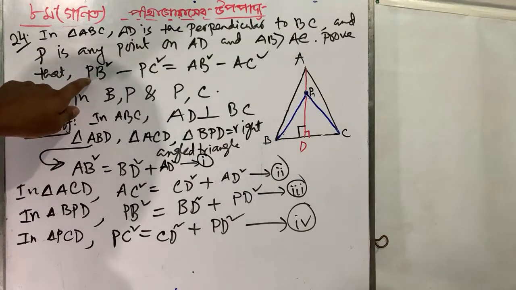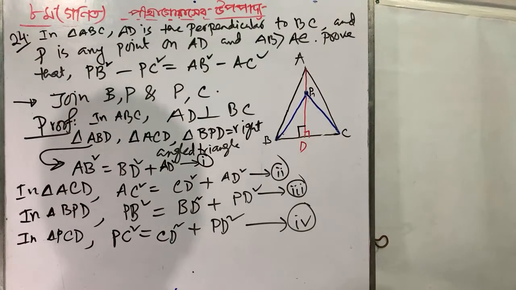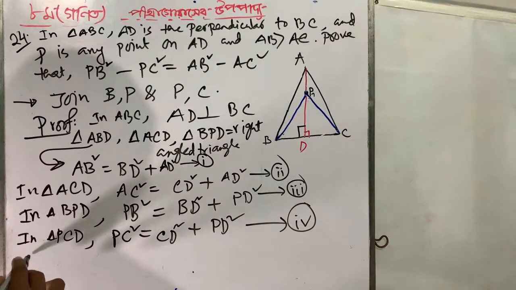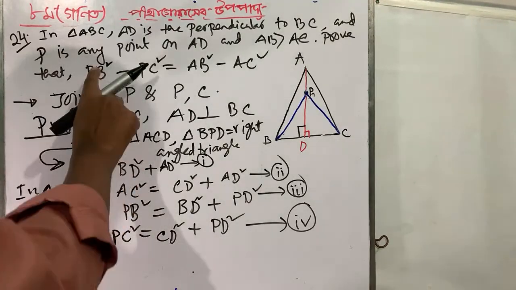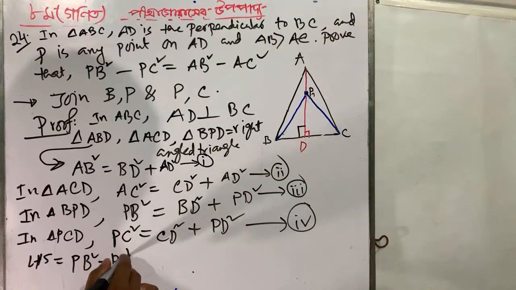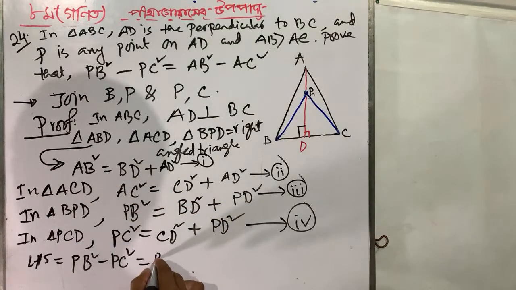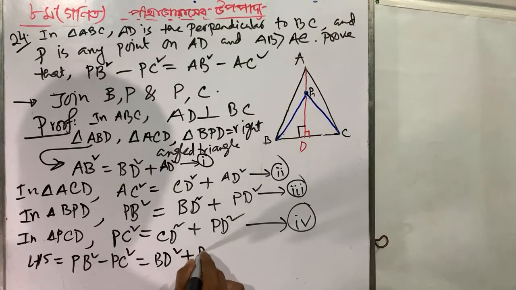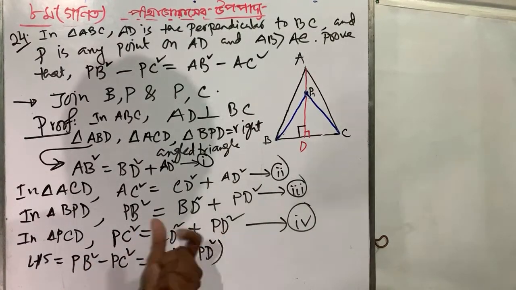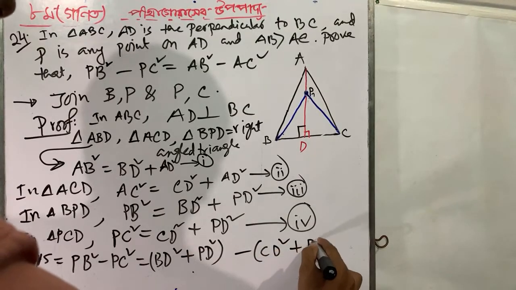That is, you take the left hand side. Let's write the left hand side first, okay? Then from the left hand side we should be able to find the right hand side. Left hand side equal to PV square minus PC square. So PV square is this thing right here. We have BD square plus PD square, and then PC square is this, that is CD square plus PD square.